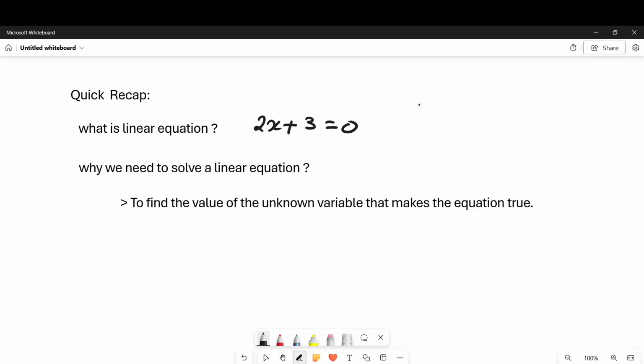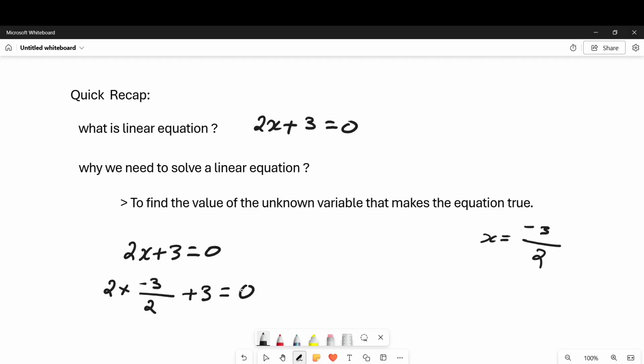Let's see. So solving the equation 2x plus 3 equal to 0. So just assume what value we give this x to make the left hand side equal to 0. So I will just tell you in the beginning. Just assume x is equal to minus 3 by 2. So we substitute this value here. See, 2 times minus 3 by 2 plus 3 is equal to 0. This is the equation that will come.